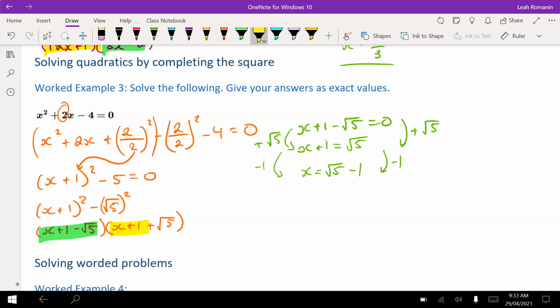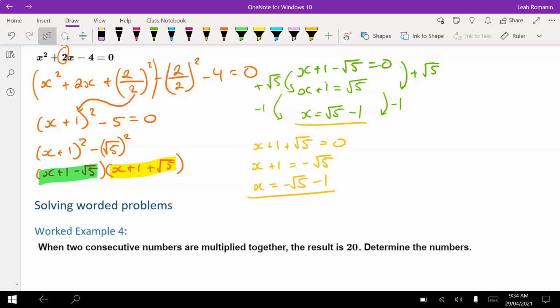Okay, taking my other bracket and applying the null factor law, x plus 1 plus the square root of 5 is equal to 0. Alex, do you want to solve it for me? Yep, great. So I'm going to minus the square root of 5. So I've got negative square root 5. And then minus 1. Good. So I've got x is equal to negative 1 minus the square root of 5. Sorry, other way around. Great. So these are my two solutions for x when I'm completing the square.